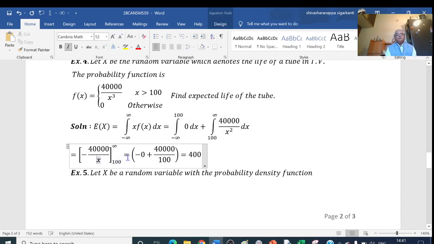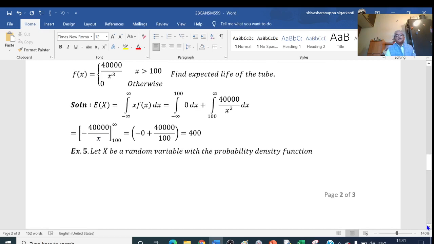If you put the upper limit infinity, 40,000 by infinity is 0, minus of minus is plus 40,000 divided by the lower limit, which is 100 here. Put 100. 100 gets cancelled. We get 40,000 divided by 100 is equal to 400. 400 is the expected value. Okay.